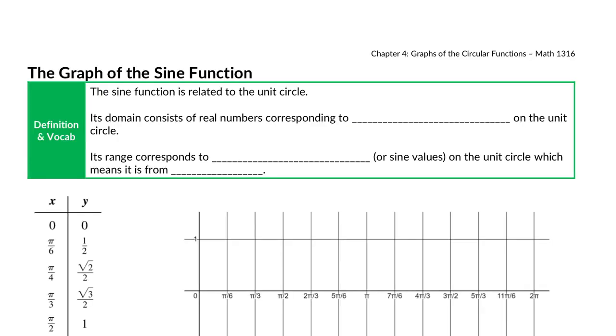Here's what the graph of sine looks like. It is related to the unit circle. The domain consists of all real numbers corresponding to angle measures. So our input value is angles on the unit circle. Its range corresponds to the y-coordinates or sine values on the unit circle, which means it is ranging from -1 to 1. Because if we think about it, sine represents vertical displacement. The lowest the graph is going to go is -1, and the highest it goes on my unit circle is +1.